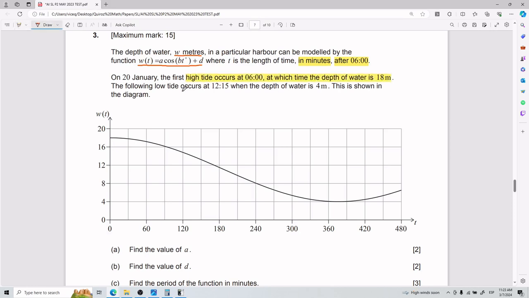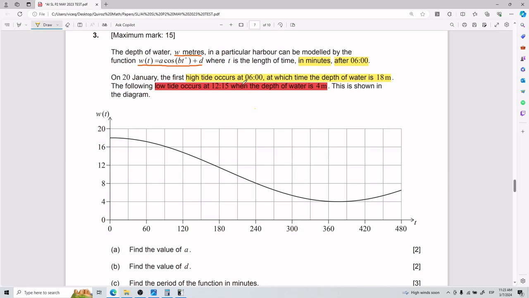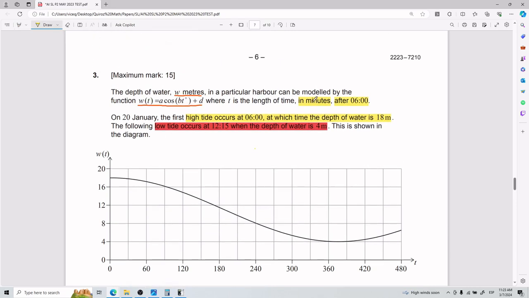Then they tell us that the following low tide, okay, so let's use a different color. The following low tide occurs at 12:15 when the depth of the water is 4. This is shown in the diagram. So for example, the thing in yellow, that the high tide occurs at 6, at which the depth of water is 18. Well, this whole diagram is time in minutes after 6.